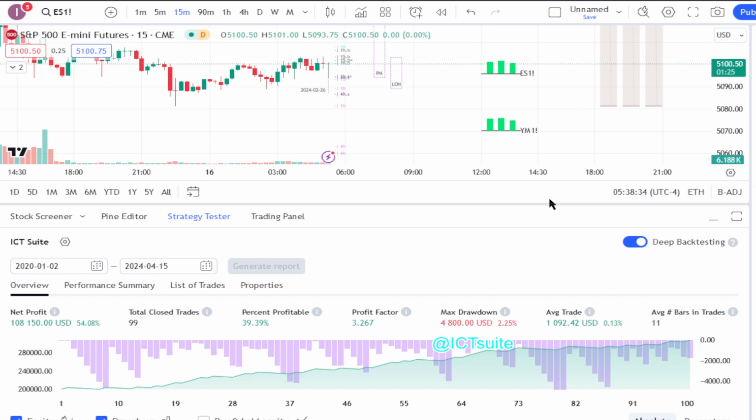So the result is ready, 108,000. I take a note here, 99 trades, 39%. Of course, when we increase the stop loss, the win rate will go up. And there is also a sweet spot where if you increase it too much, then the win rate will continue to go up. However, the profit will decrease.